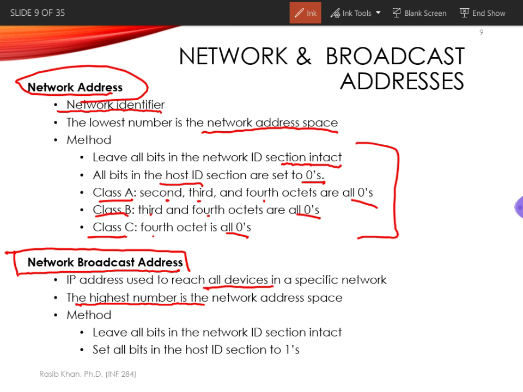So the way that we do it is to leave all the bits in the network ID section intact, and then set all the bits in the host ID section to 1s.